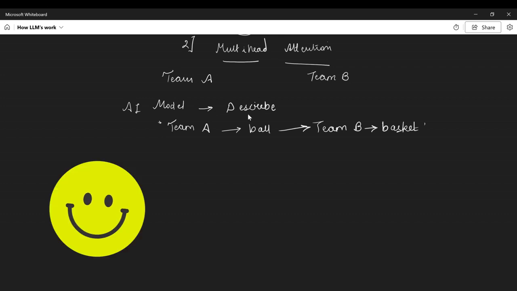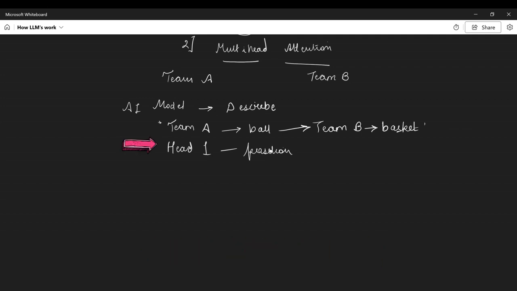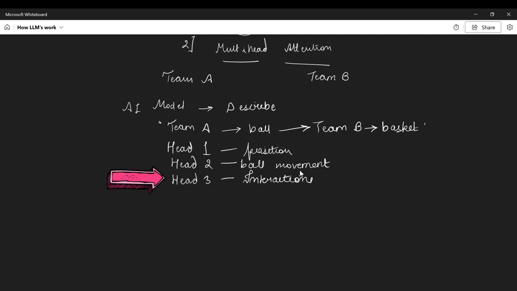There are four attention heads. Head 1 would track the position of the players. That is, the player in team A is on the left and the basket is on the right. Head 2 tracks the ball movement. The ball is moving from team A towards the basket. Head 3 would focus on the interactions. That is, team A passed the ball to the teammates near the basket.